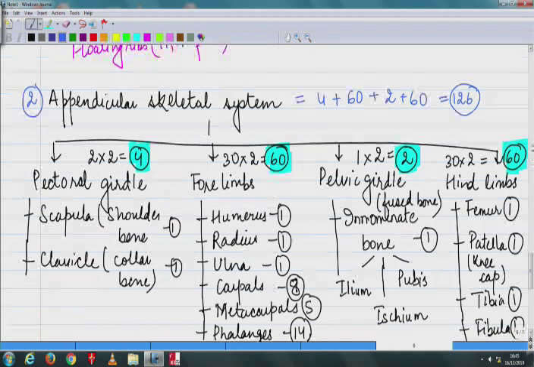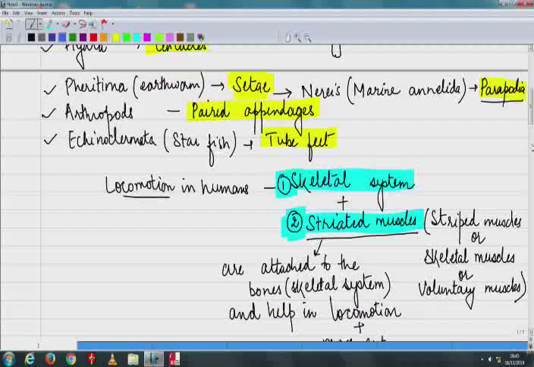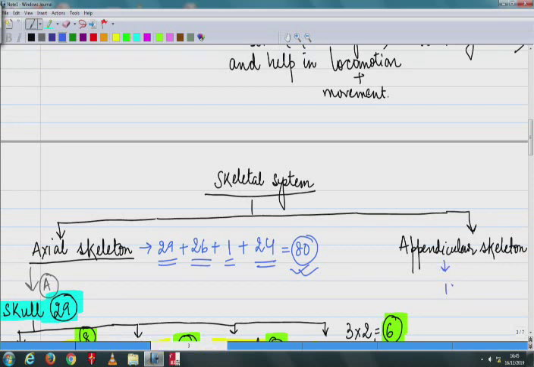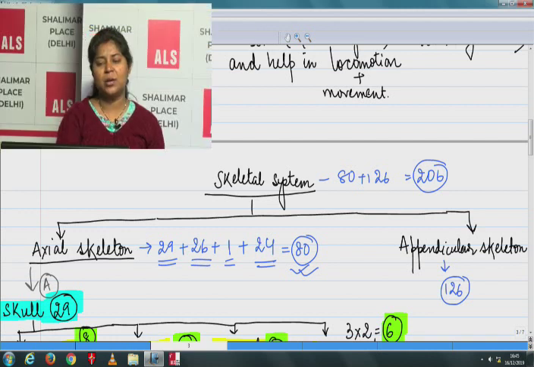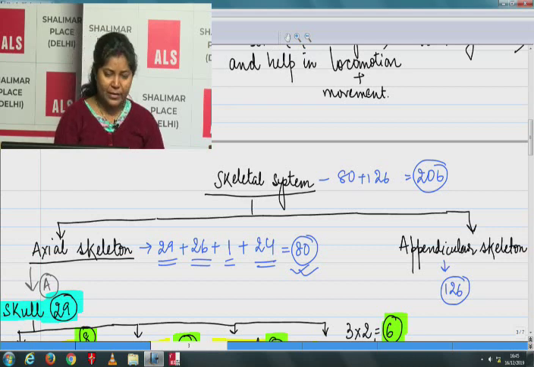So your axial has how many? Axial has 80. And appendicular has how many? 126. So 80 plus 126, 206 bones. So our skeletal system is made up of 206 bones that give it a particular shape, structure and placement. This is quite important for our existence, that we have this skeletal system to support our body movements, to support our locomotion, everything.